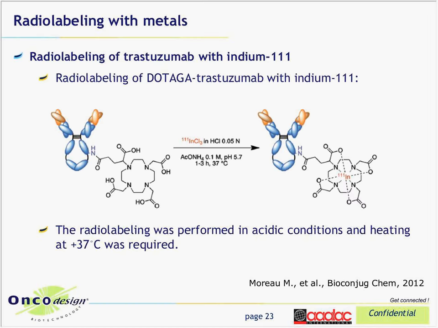The next step was to radiolabel this molecule with indium-111. This was done at 37 degrees in acidic conditions, pH 5.7. It means that when you are thinking of radiolabeling a molecule, you have to ensure the molecule will withstand the conjugation or radiolabeling conditions, and will not undergo degradation.